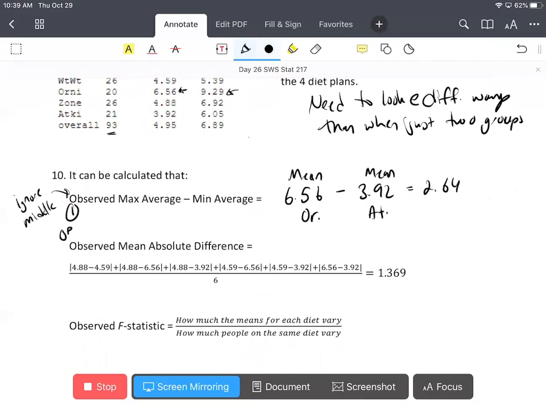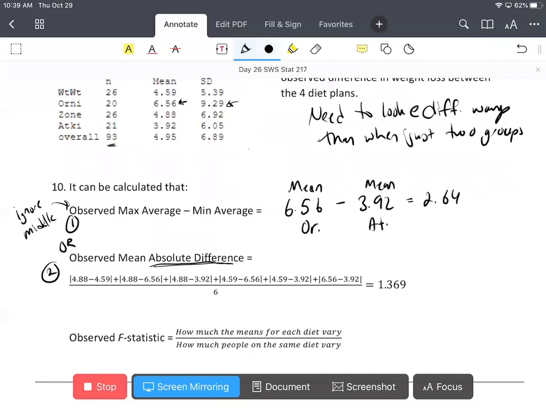Another way we could do it is with the observed mean absolute difference. You're going to notice absolute difference. Why is that important? When we look at the differences, we're actually combining all of the different pairs. So 4.88, this is the Zone, minus 4.59, which is Weight Watchers. Make sure that you grab all the pairs. There are going to be 6 pairings possible for the difference.